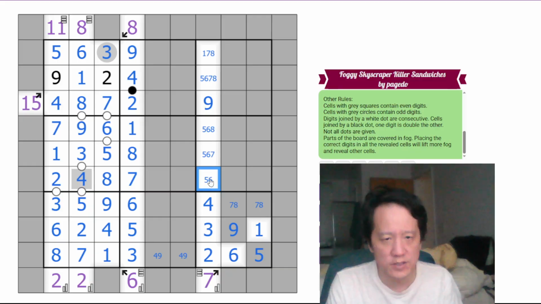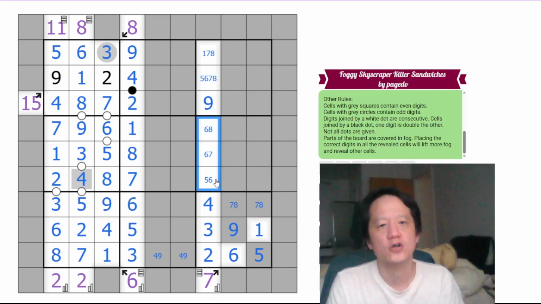So it must see this one, it must see this one, and it must see this one, which means it must be continuously increasing here. So this can't be 5. This can't be 5 or 6 because of that 6. So this must be 8. This could be 6 or 7. This could be 5 or 6. None of these can be 8, obviously.